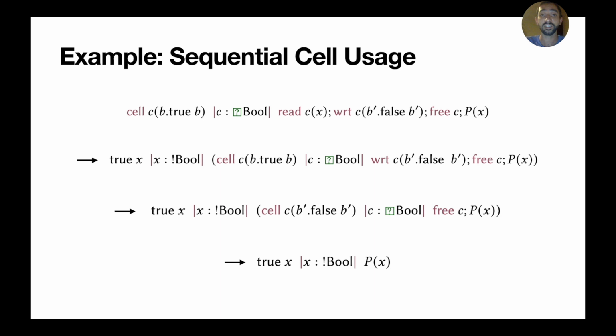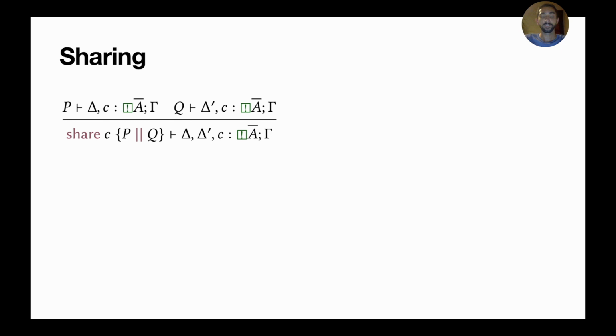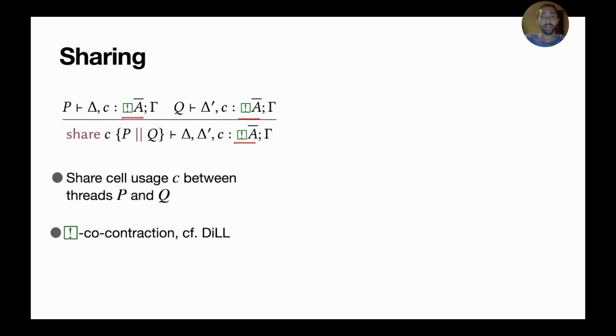However, since there is no point in having mutable state if you cannot share it, we also have a sharing operation. Sharing is introduced by this typing rule, in which a cell usage C is being shared between concurrent threads P and Q. Logically, the share typing rule corresponds precisely to differential linear logic box bank co-contraction. Co-contraction enforces that two concurrent threads share a single cell usage.